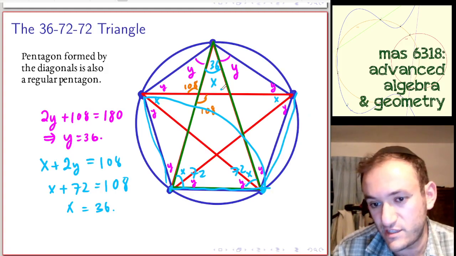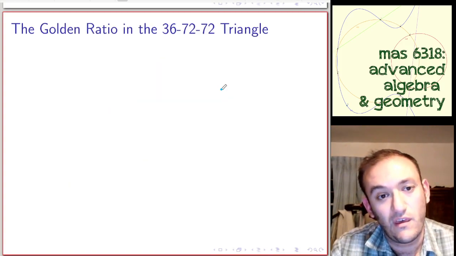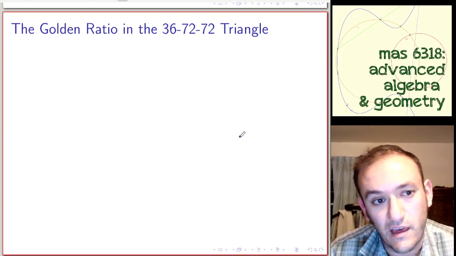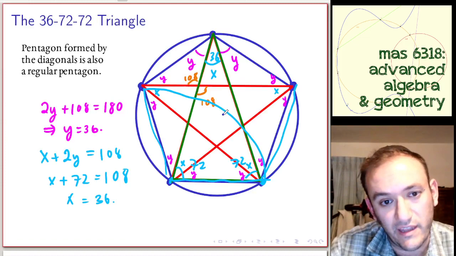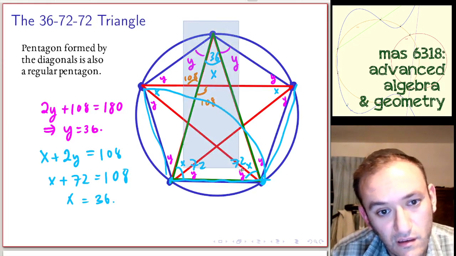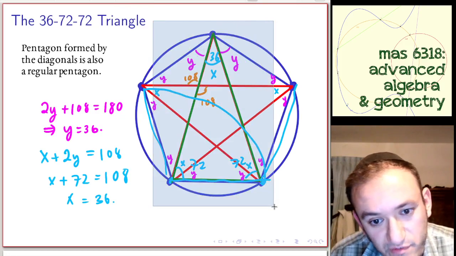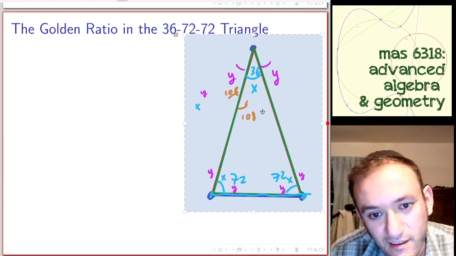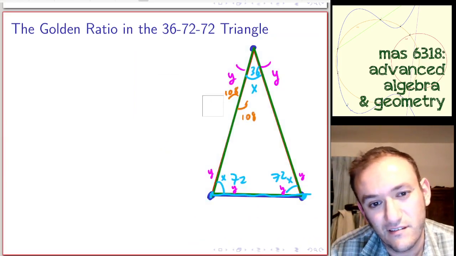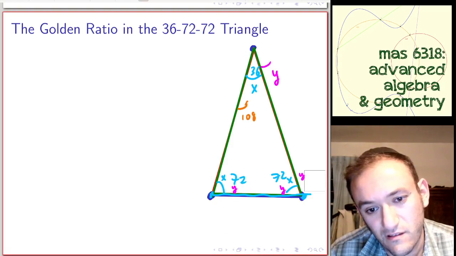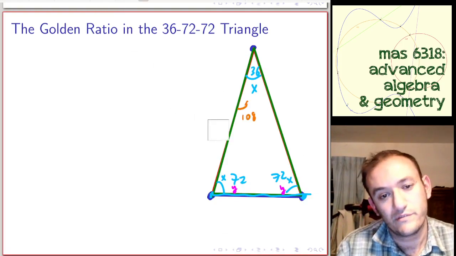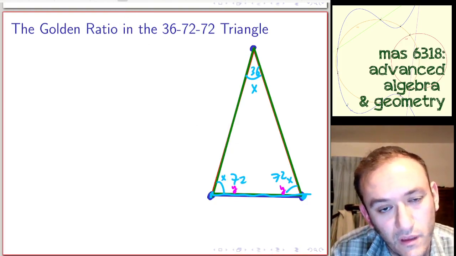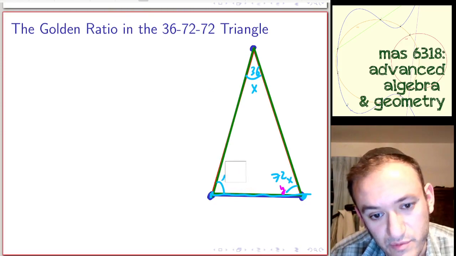Okay, so we need this 36, 72, 72 triangle, and part of finding that is using the golden ratio. And now let's grab this. Let's see how much of this triangle we can get. Okay, that's not bad. Okay. So this is our 36, 72, 72 triangle. Something to observe about it.